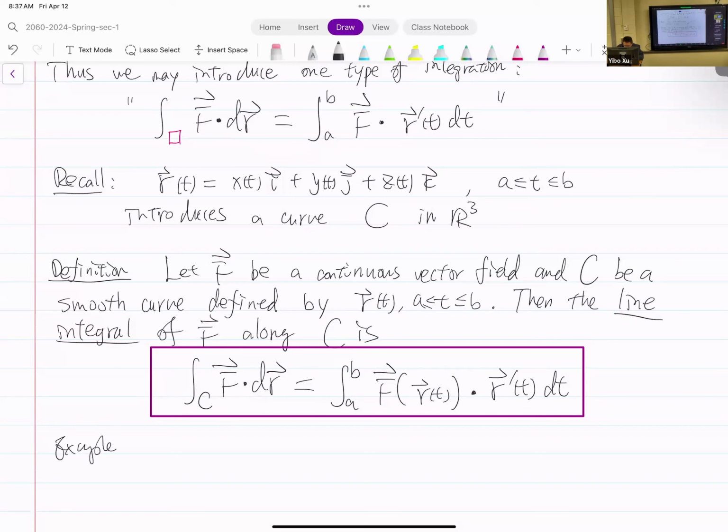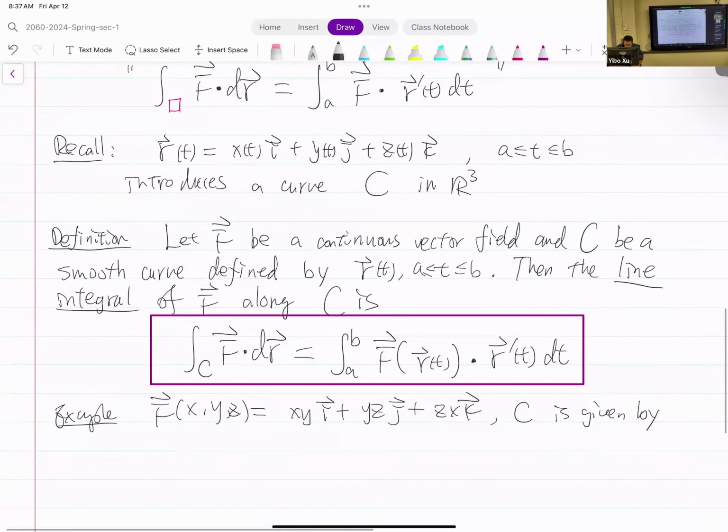Example. So let's say our vector field is f of x, y, z equals xy i plus yz j plus zx k, and C is given by the following vector function. This is r of t equals t i plus t squared j plus t cubed k, and t is between 0 and 1.